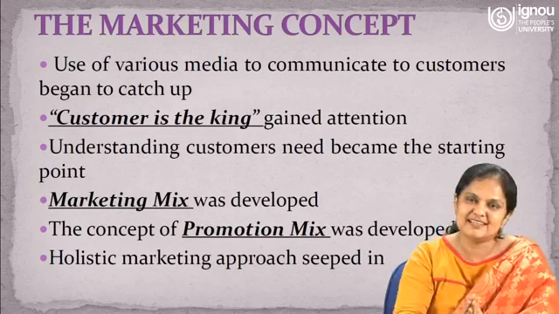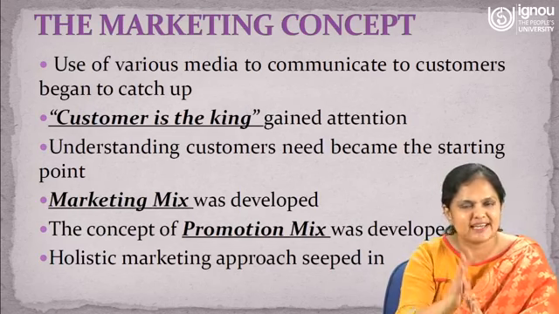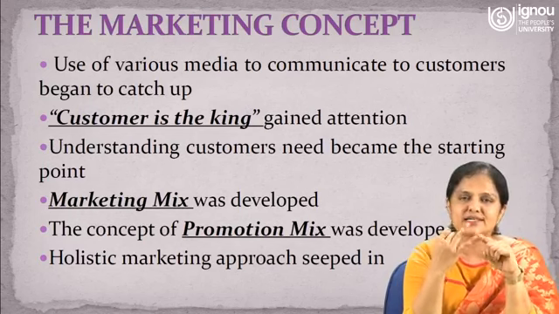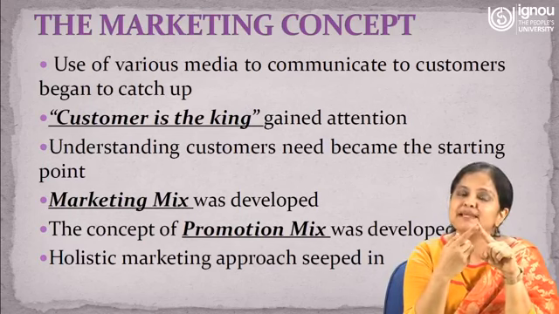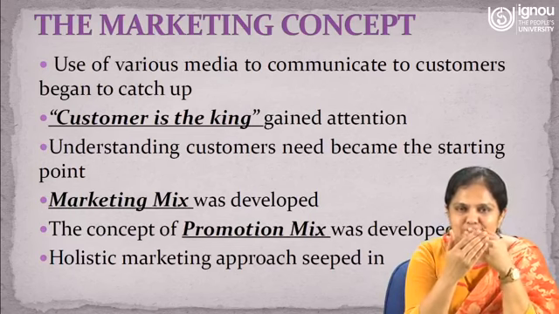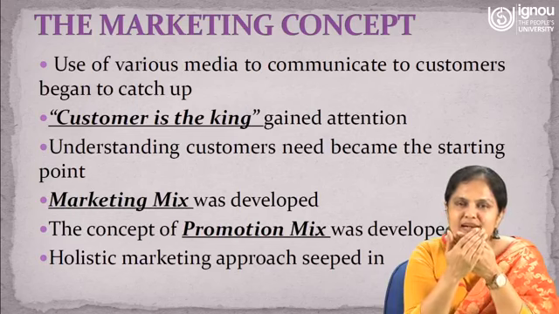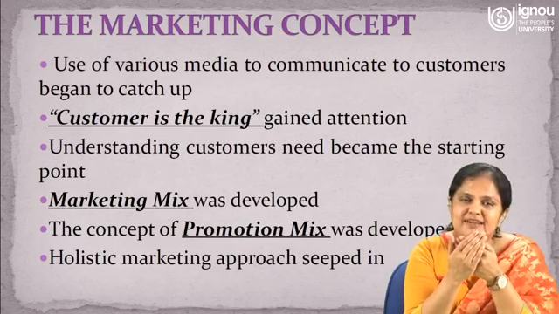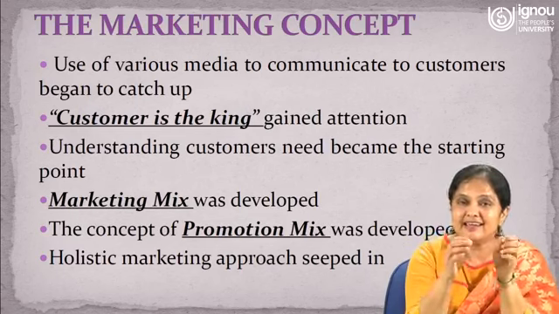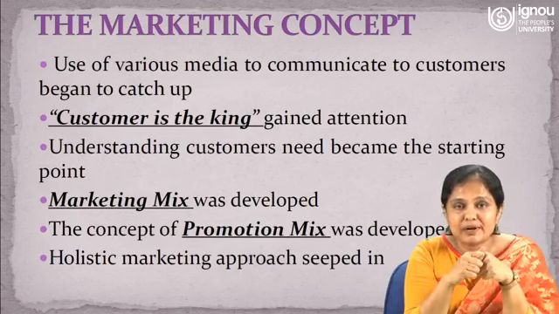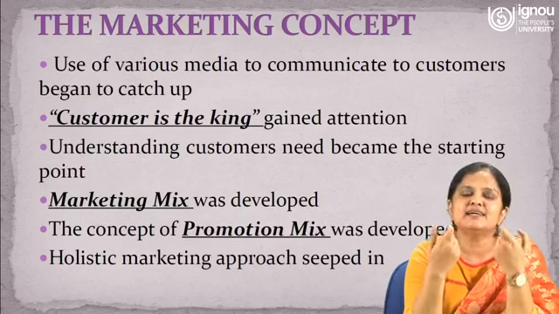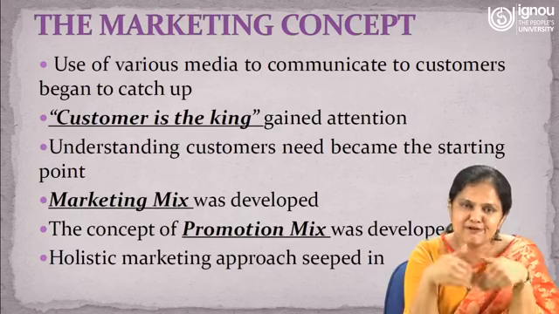So product. The marketing mix consists of 4 P's. Again, we'll discuss it in separate sessions. Those 4 P's are product, price, promotion, and place, also called physical distribution, right? So decision making regarding these 4 P's became very, very important. And again, among these 4 P's, the most important part was promotion. Promotion means communicating to the customers, the flow of communication.